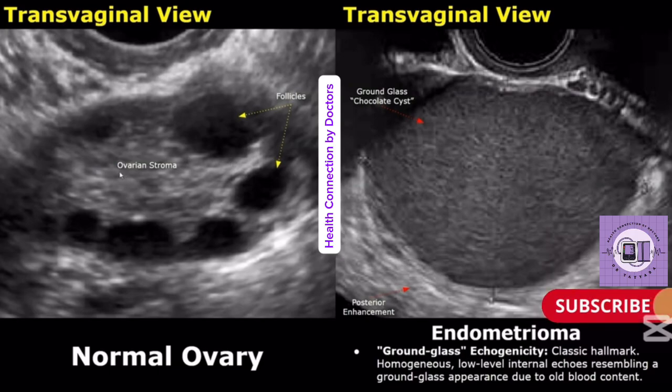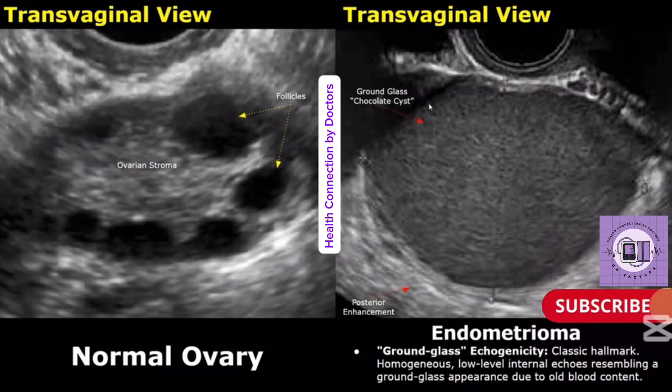These are transvaginal images. On the left is an image of a normal ovary. This is the ovary. The central echogenic region of the ovary is the ovarian stroma. These anechoic rounded structures are the follicles. This is a normal ovary.